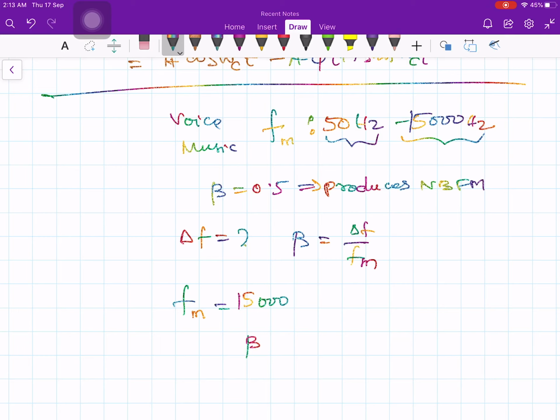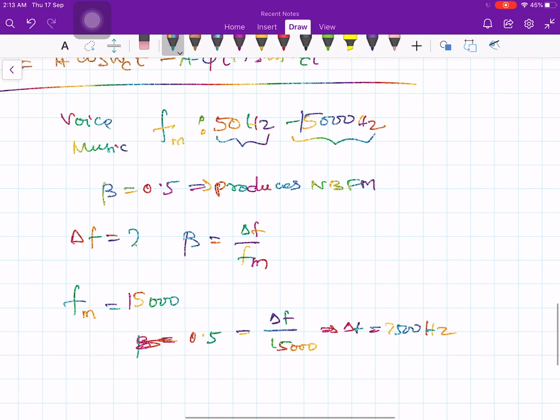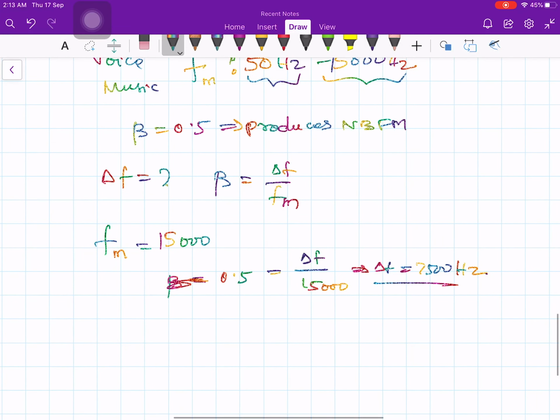Now what is your beta? Beta is given. What is the beta value? 0.5. And what is your delta F? We need to find out. What is your FM? 15,000. So this implies your delta F is equal to 7,500 hertz, right? Now delta f is equal to 7500 Hz.